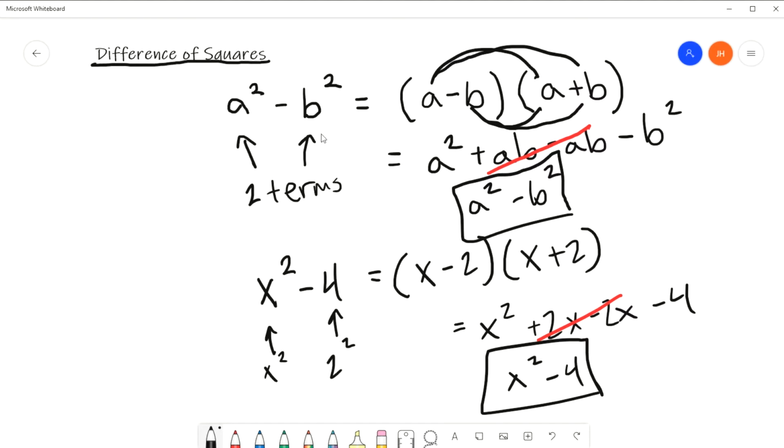Identifying when difference of squares is occurring is super important. It's going to be so common that if you have two terms subtracting each other and you're trying to factor, it's going to be super common that it's a difference of squares problem. So just make sure that you guys are on the lookout for such problems.